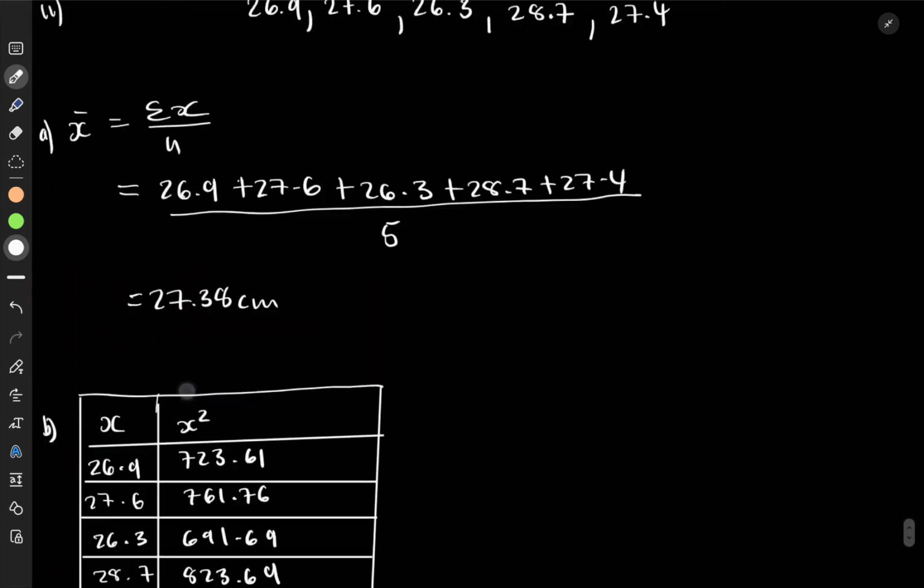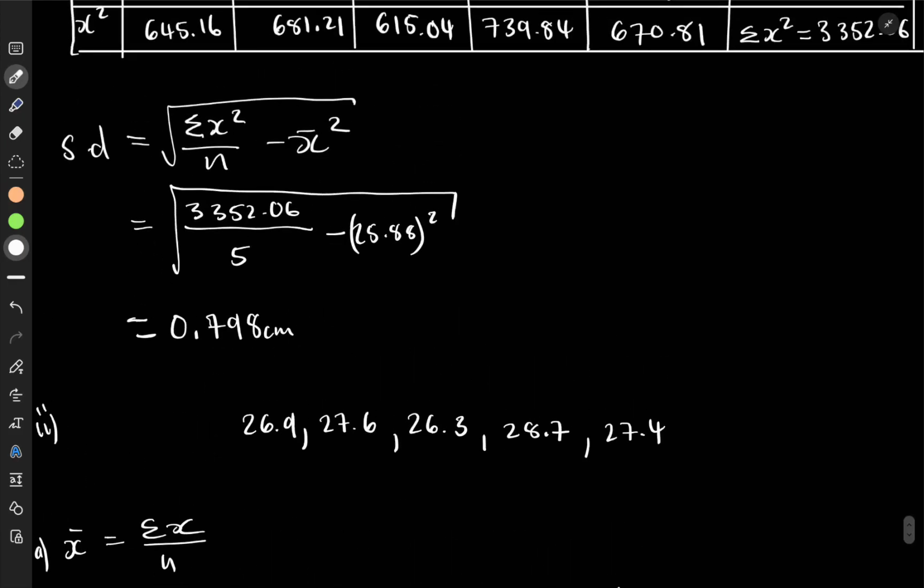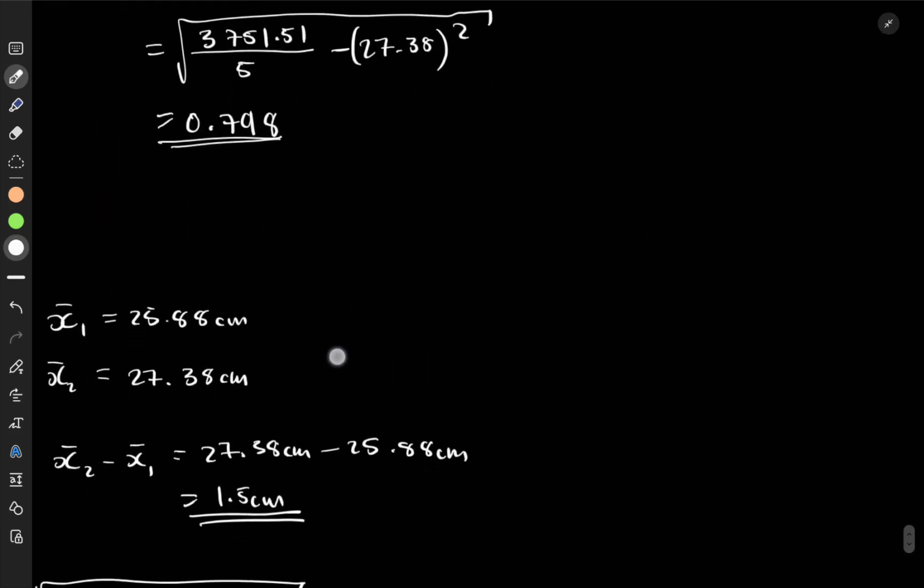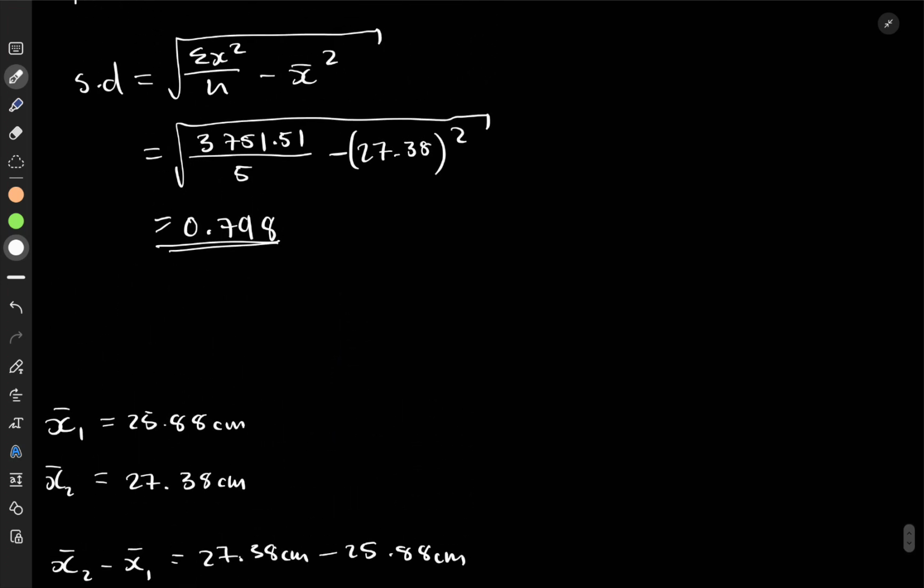Look at the standard deviation. What is the original standard deviation? 0.798, right? What is the new standard deviation? Here, standard deviation number 2 is again 0.798 centimeters. So has the standard deviation changed? No, the standard deviation is the same.